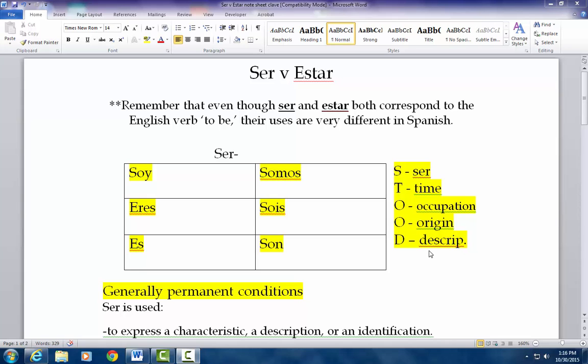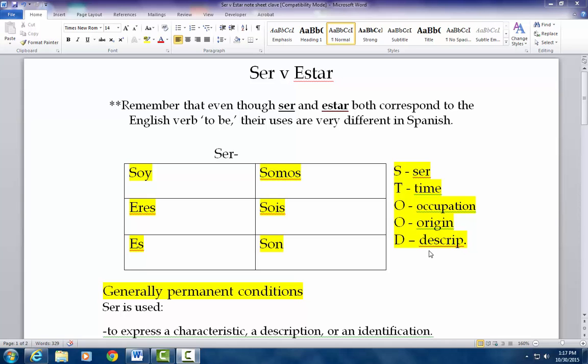Hola muchachos! Today's lesson is going to be on two verbs. We have definitely seen these before. You learned them in level 1, but we're just going to recap this information and perhaps add a little bit more to it. So these verbs are SER and ESTAR. So remember, even though SER and ESTAR both correspond to the English verb to be, their uses are very different in Spanish.